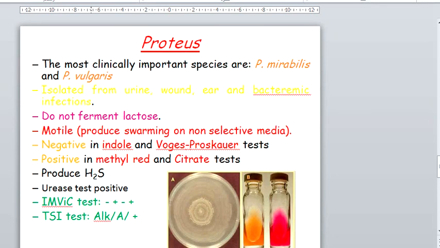Proteus: the most clinically important species include Proteus mirabilis and Proteus vulgaris, isolated from urine, wounds, ear, and bacteremia. They do not ferment lactose and are motile, producing swarming on non-selective media. They produce H2S and are urease positive. The result of the IMViC test is negative, positive, negative, positive.